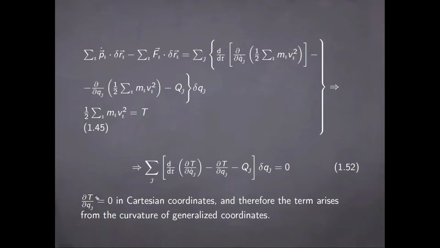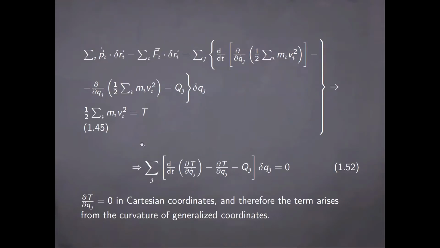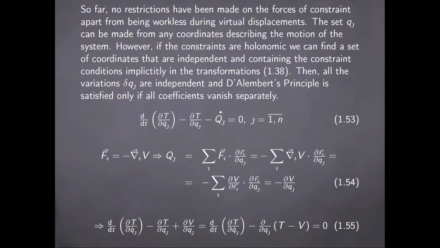Now, the derivative of the kinetic energy with respect to a generalized coordinate is 0 in Cartesian coordinates, and therefore this term arises from the curvature of generalized coordinates. In reaching the result expressed here, we have made no restrictions on the forces of constraint apart from them being workless during virtual displacements. The set Qj can be made from any coordinates describing the motion of the system.